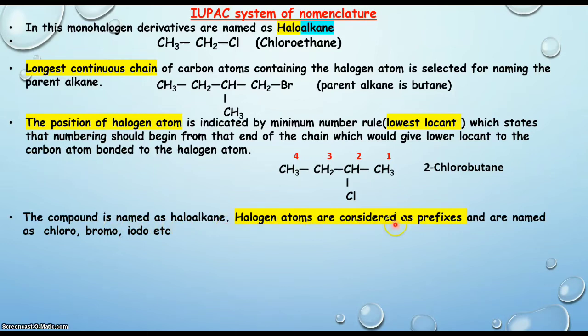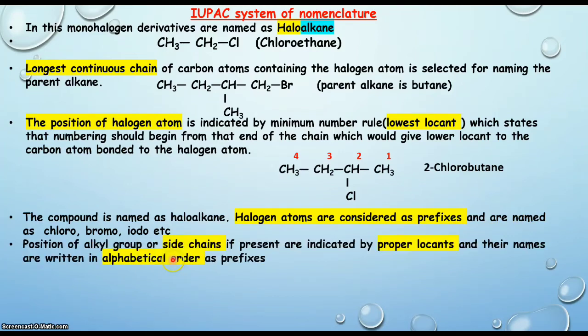This compound is named as haloalkane. Halogen atoms are considered as prefixes and are named as chloro, bromo, iodo, etc. The position of alkyl groups or side chains, if present, are indicated by proper locants and their names are written in alphabetical order as prefixes. Here is the example to understand this.